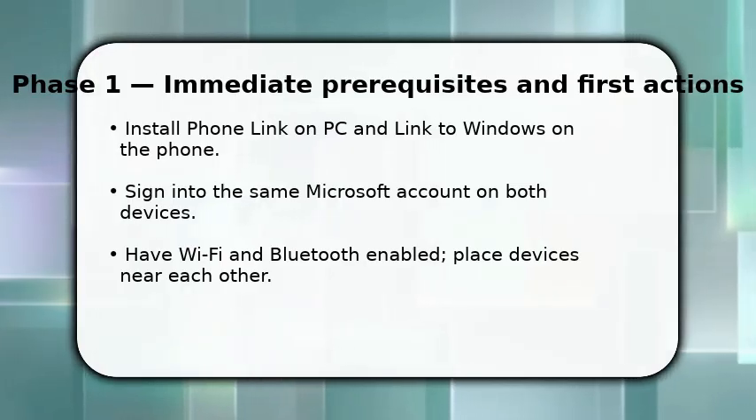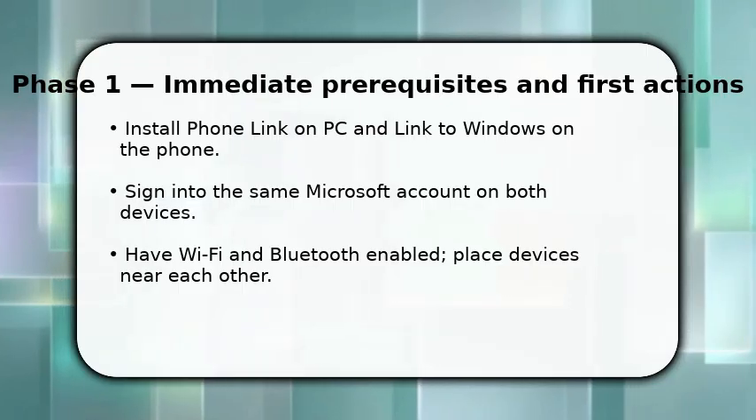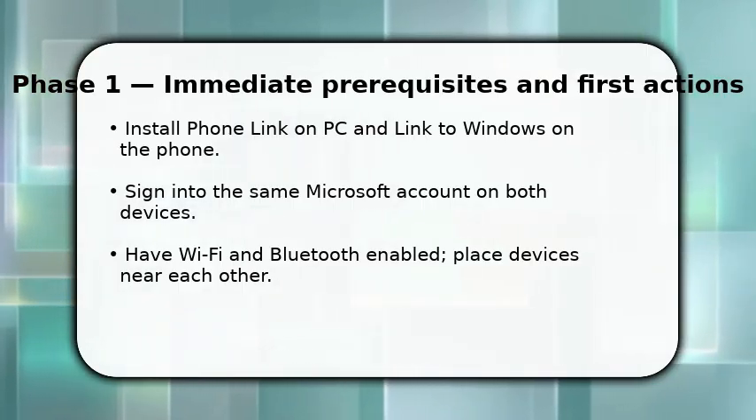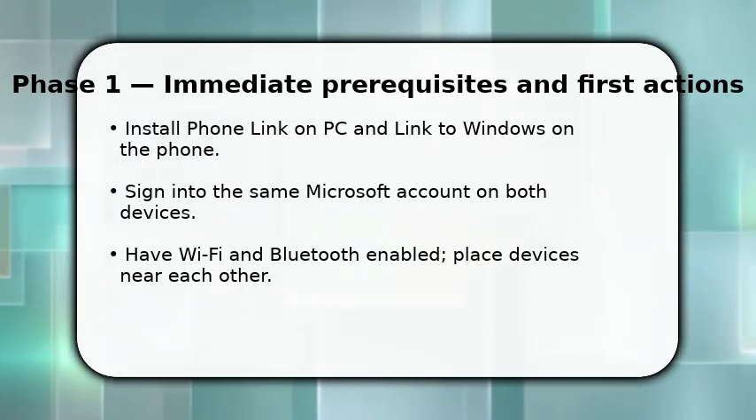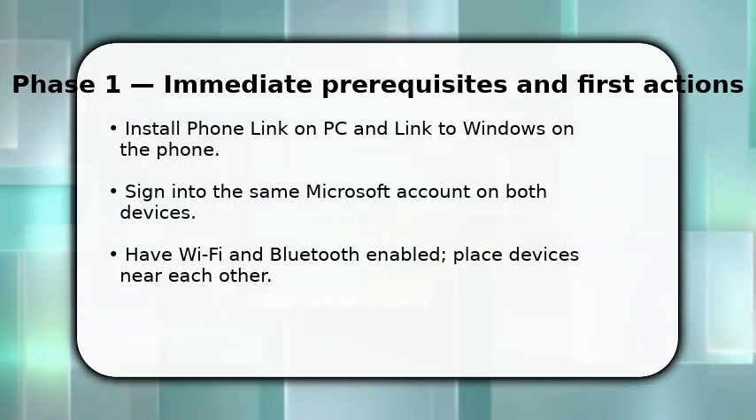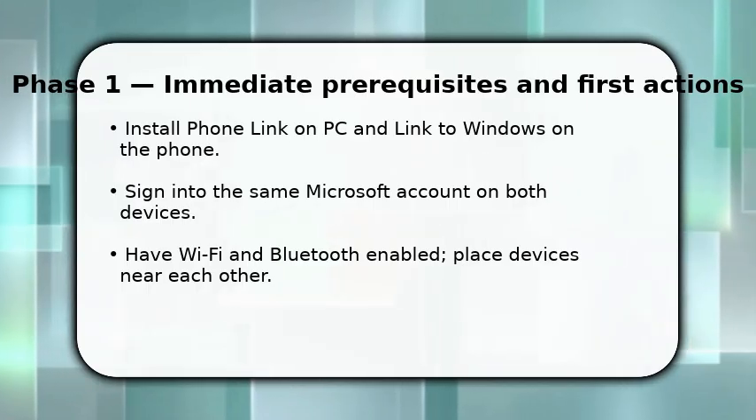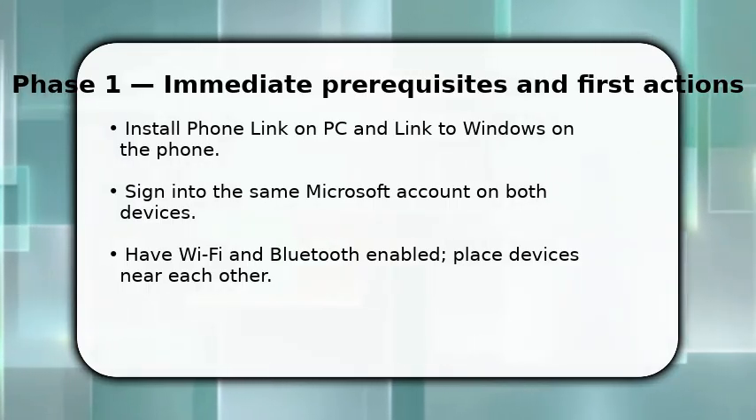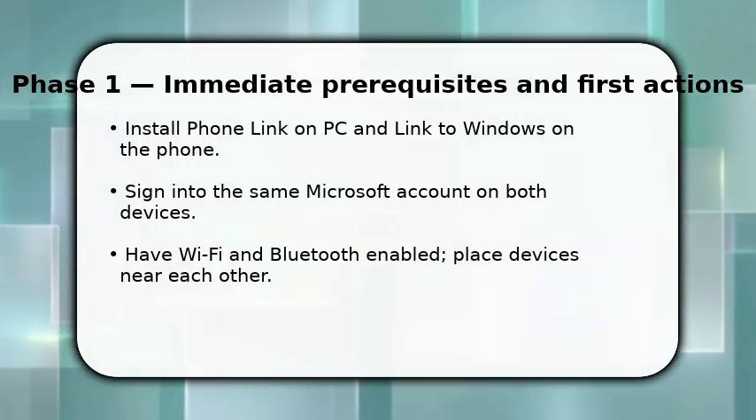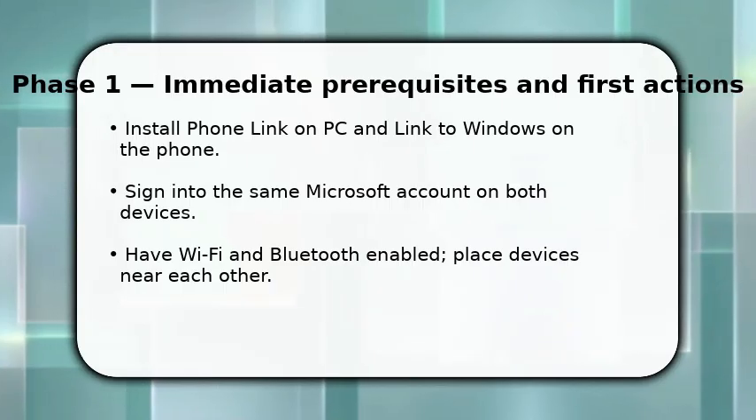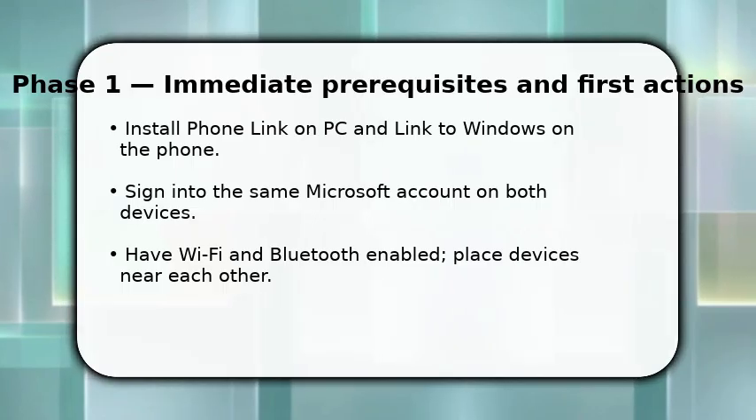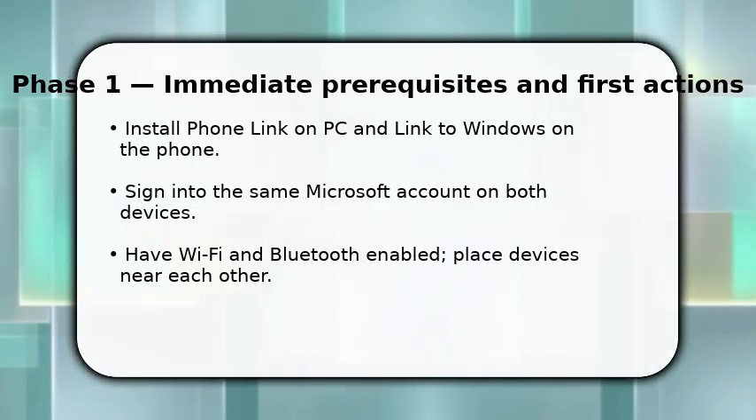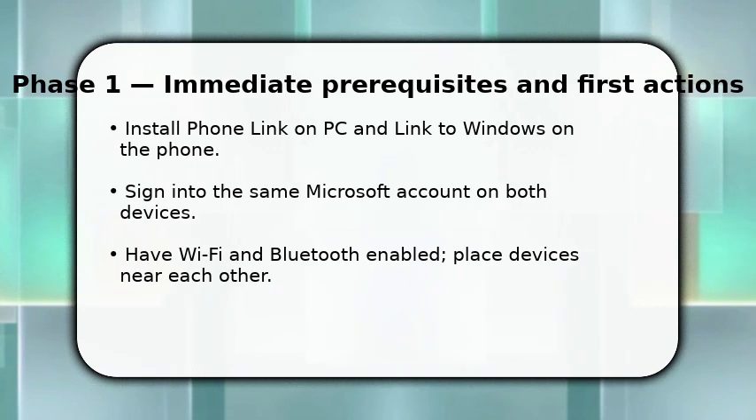You start by opening Phone Link on your Windows 11 PC and Link to Windows on your Android phone. This is the only supported path to pair them. Sign into the same Microsoft account on both devices now, because authentication ties your phone to the PC. Once done, allow location and network access on the phone, then tap the pair or link option. Make sure Wi-Fi and Bluetooth are turned on. Keep both devices close while the initial connection is established.